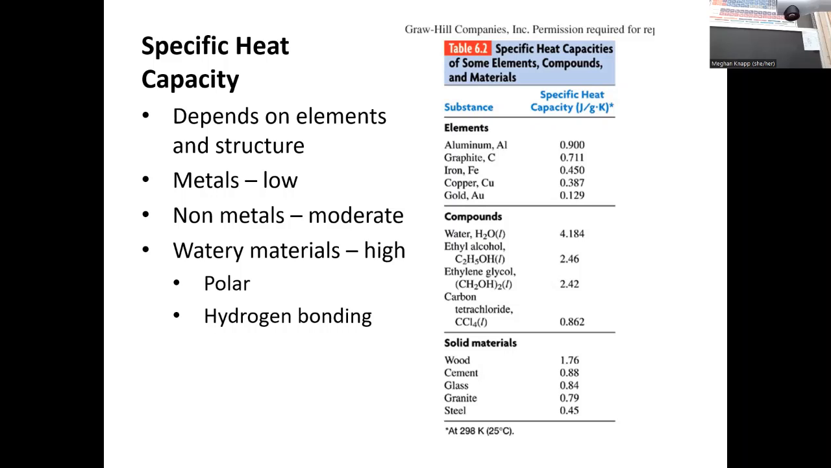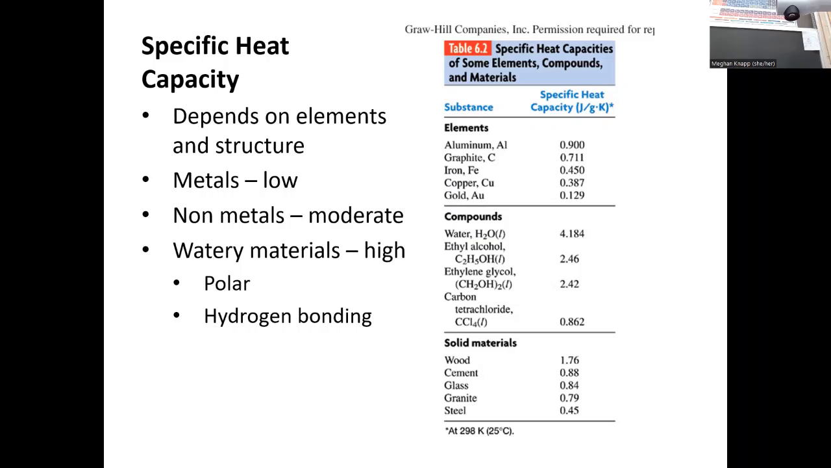Water also has what is called hydrogen bonding. We'll get into that next semester. But basically it has an oxygen and a hydrogen, an OH. And that hydrogen bonding increases the polarity. It's more complicated than that, but we'll just say for now, it increases the polarity.